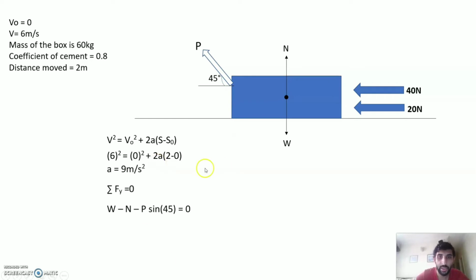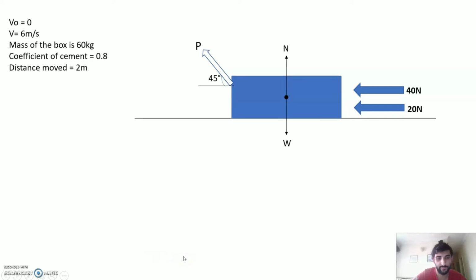Now we're going to need the total of Fy, which equals 0. We're going to use the W and the N, because these are the forces that are on the y-axis, which equals N minus W minus P sine of 45 degrees equals 0. We start substituting the W, the weight of the box, with the mass times 9.81 as the gravity that's pulling it downwards. And then we found N equals 588.6 minus P sine of 45.